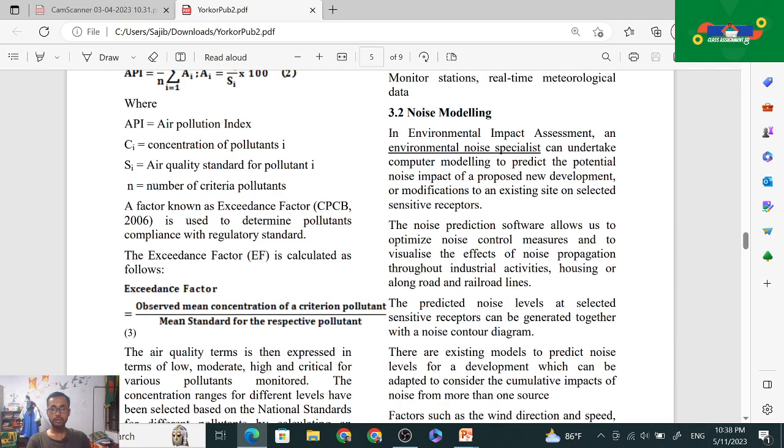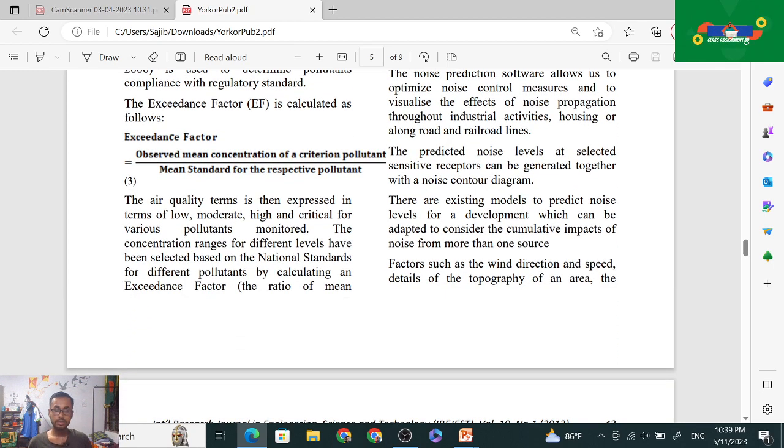Then noise modeling. In environmental impact assessment, an environmental noise specialist can undertake computer modeling to predict the potential noise impact of a proposed new development, modifications of an existing site, or a selected sensitive receptor. The noise prediction software allows us to optimize the noise control measures and to visualize the effects of noise propagation throughout industrial activity, housing, or along road or railway lines. The predicted noise level at selected sensitive receptors can be generated together with a noise contour diagram.